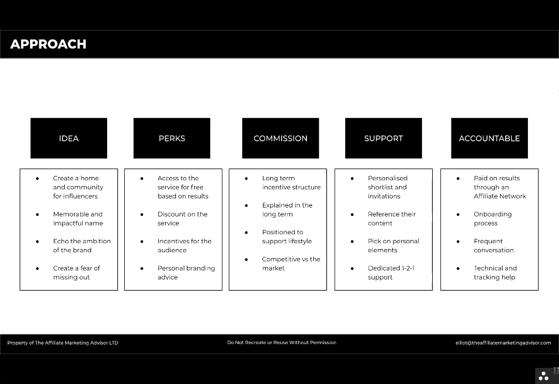Make sure it has as few steps as possible and is easy for them to get through. Remain in frequent conversation with influencers to make sure you understand what they're doing, that they're proactively posting content, and there's a general sense that they are working hard for the brand. And lastly, make sure to support them with any technical and tracking needs that they may have, because this will help to make sure that all of their content is trackable and therefore accountable.